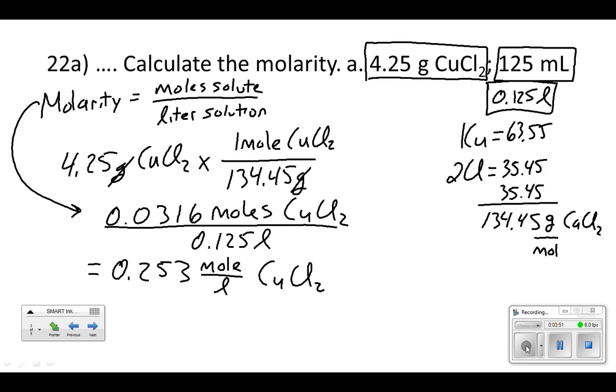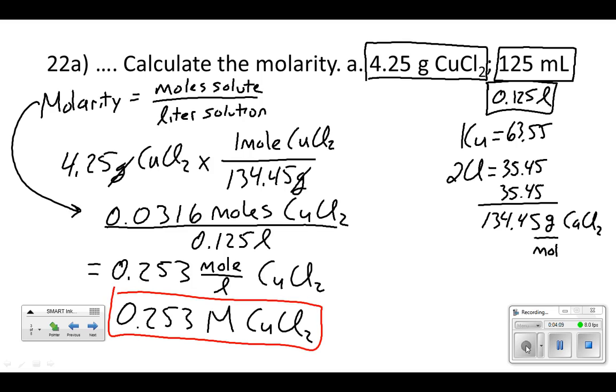But we can abbreviate that moles per liter as 0.253 capital M, which stands for moles per liter of copper(II) chloride. And so let's just give that a box so it's easily found. And we have the answer, 0.253 molarity copper(II) chloride.